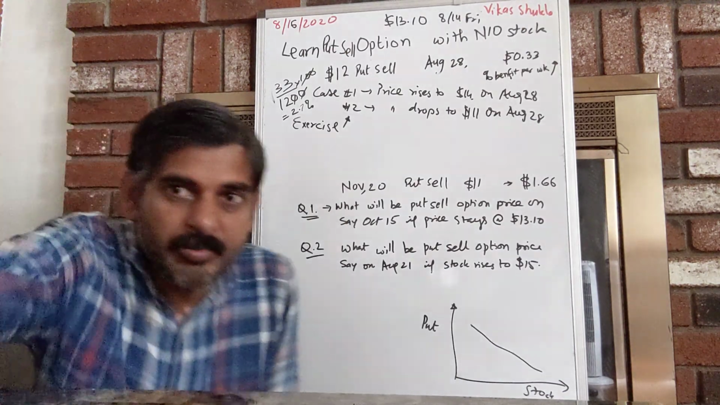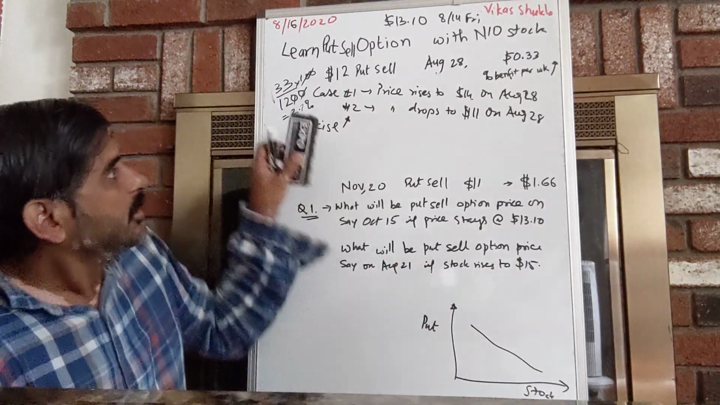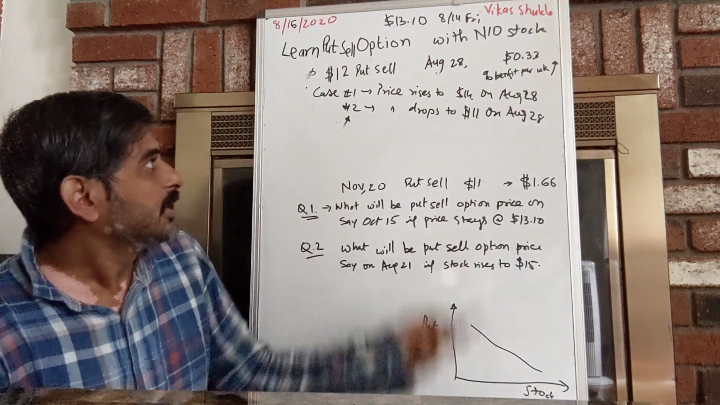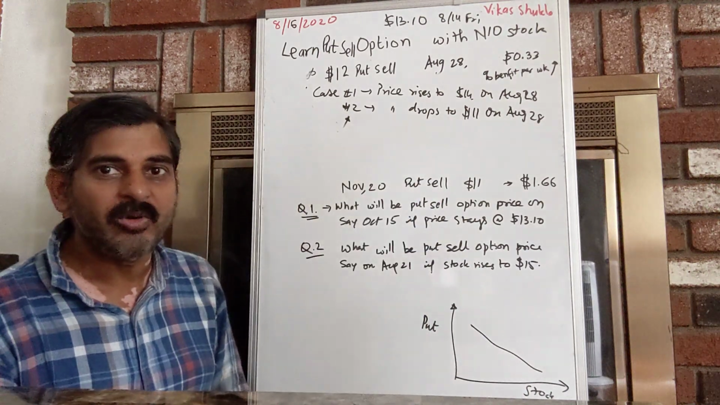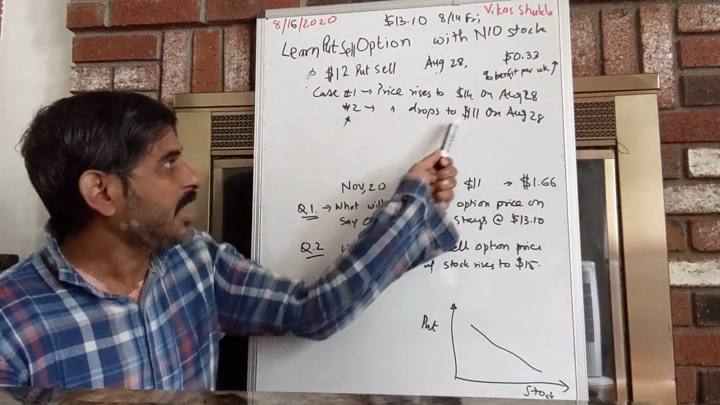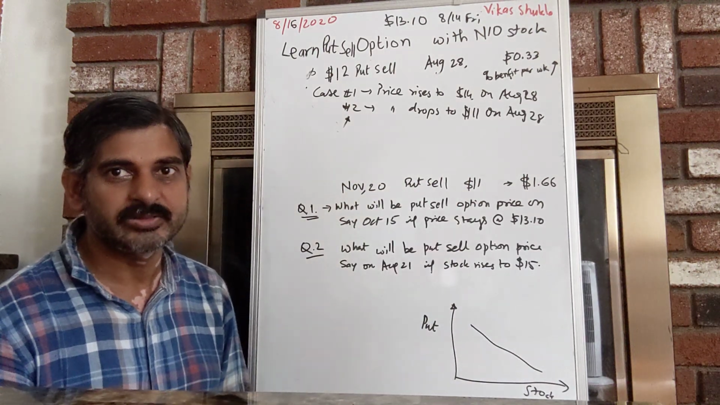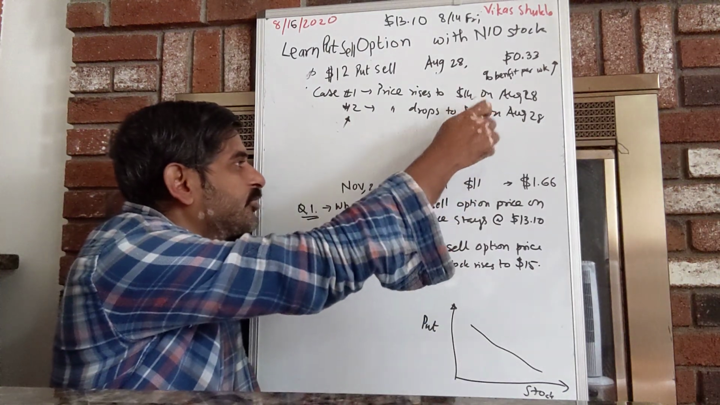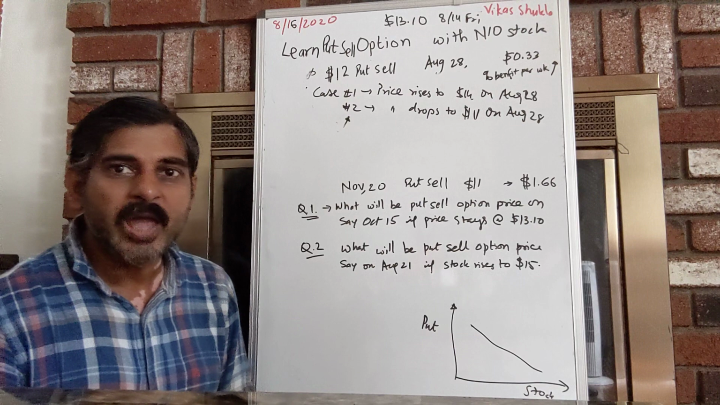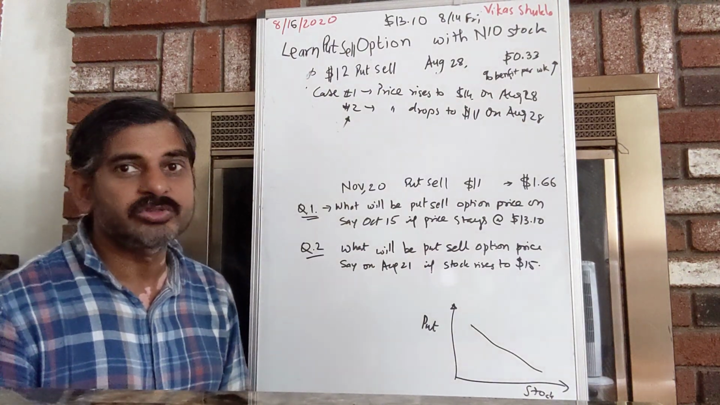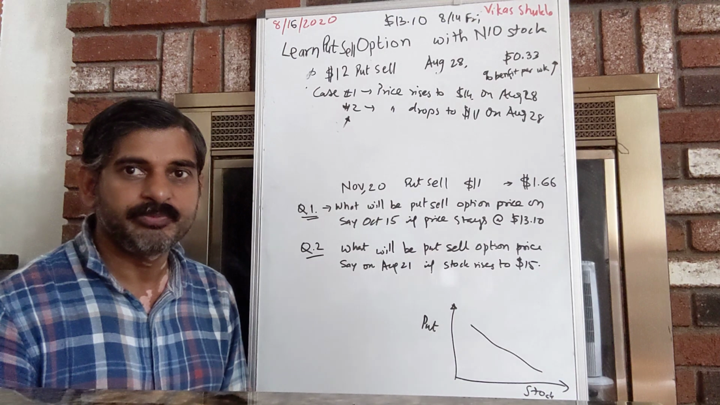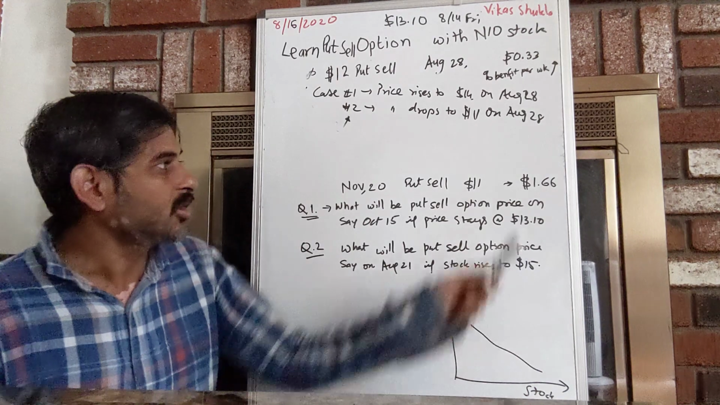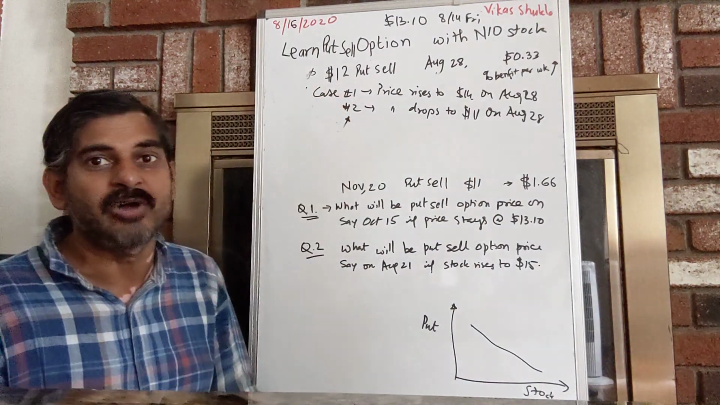Now let's come back to case number 2, in which at the end of this two weeks period the price keeps going down, it hits $12 and actually lands at $11. Okay, let's keep it $11. So what happens? You are forced to buy the NIO stock. You have to buy, and you will not buy at 11, but you will have to buy at $12.